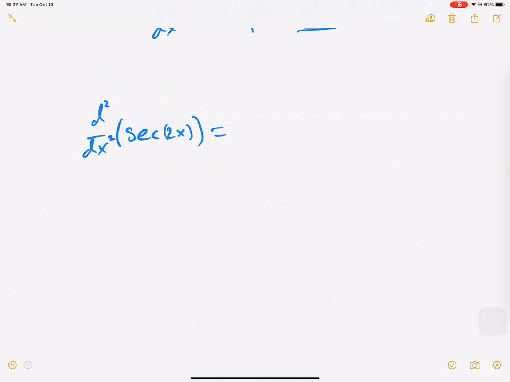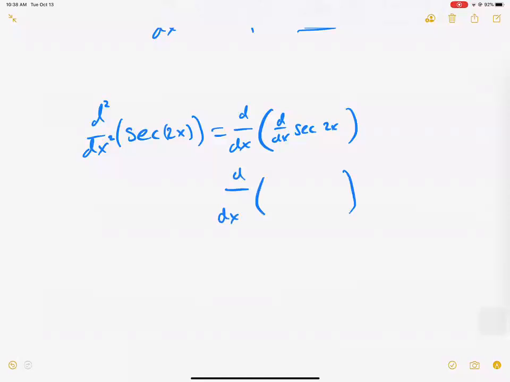Okay, we first take the derivative of the outside. So let's just write it separately. The idea is d over dx of secant 2x. That's the idea. So let's take the derivative of our secant, which gives us secant 2x tangent 2x times 2. Right, that's our chain rule.